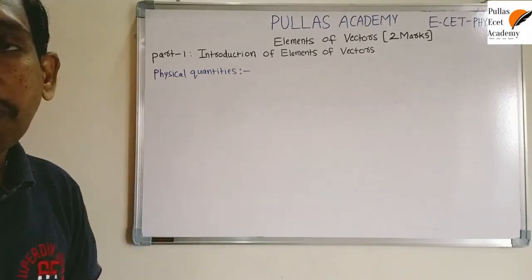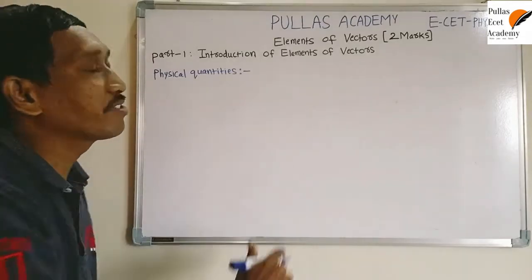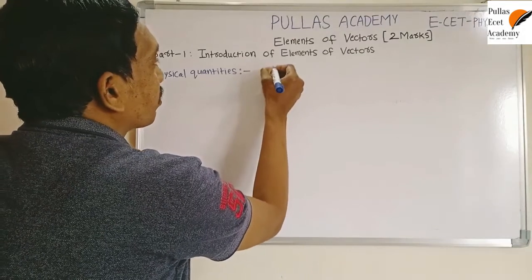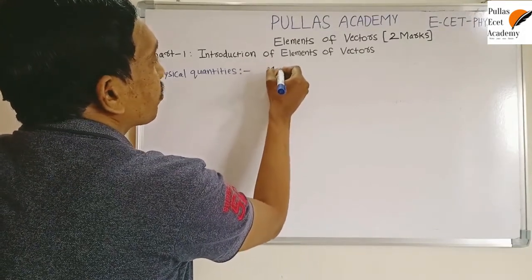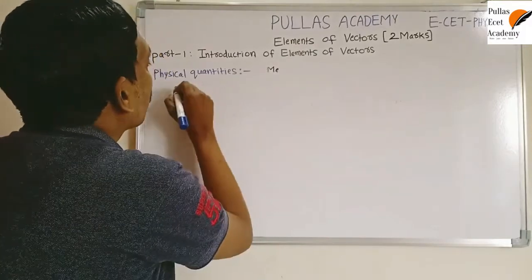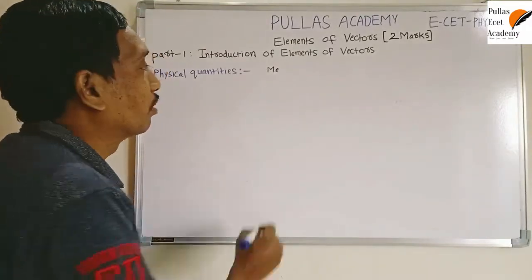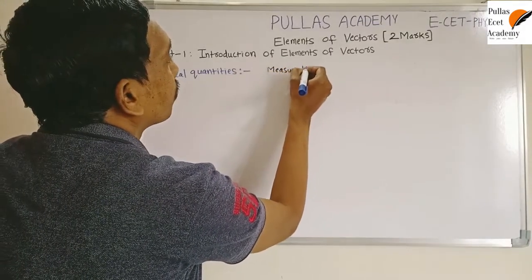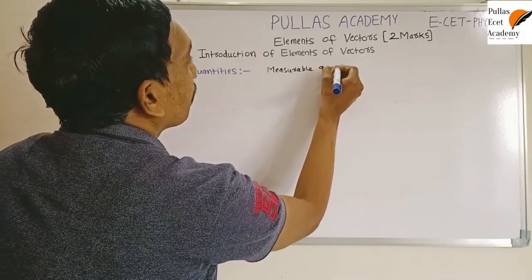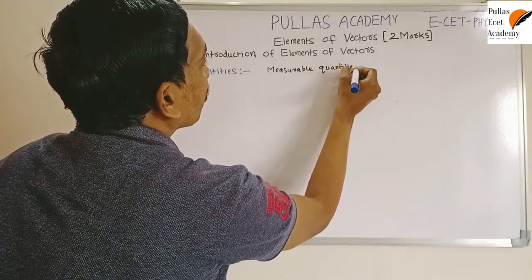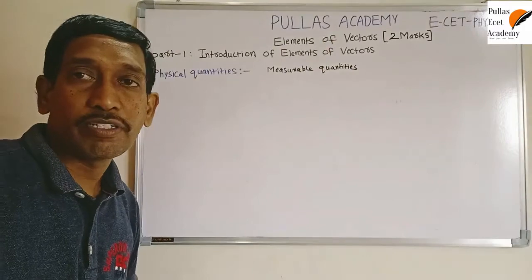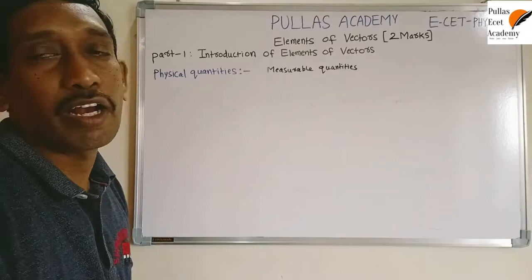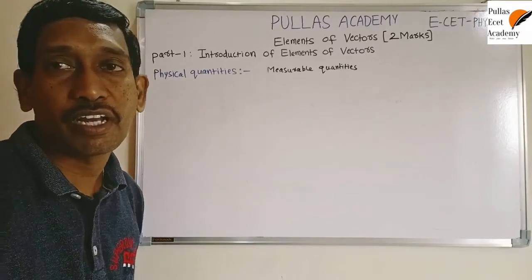We know what physical quantities are. All measurable quantities are called physical quantities. The quantities which can be measured are called physical quantities. Those which cannot be measured are not called physical quantities.